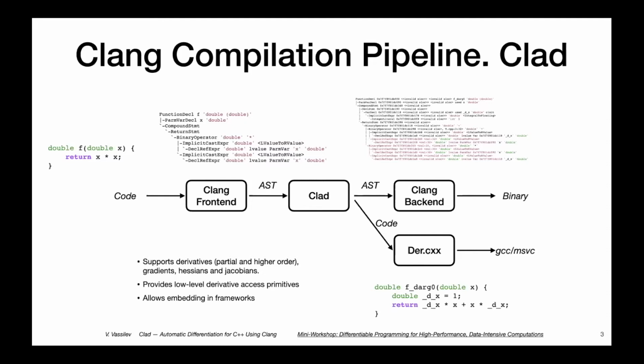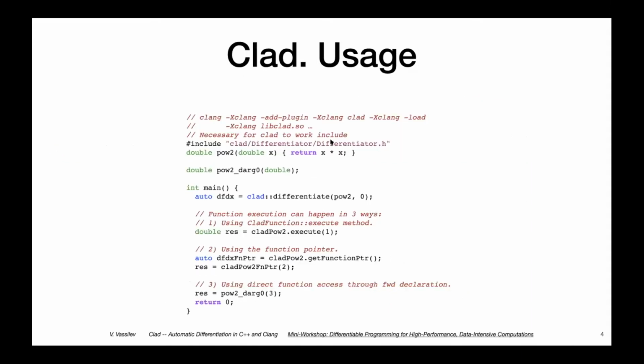So we support partial and higher order derivatives. We support gradients, Hessians, and Jacobians. We also provide low-level derivative access primitives, and we also allow being embedded in frameworks. So in that direction, I will be showing a few examples.